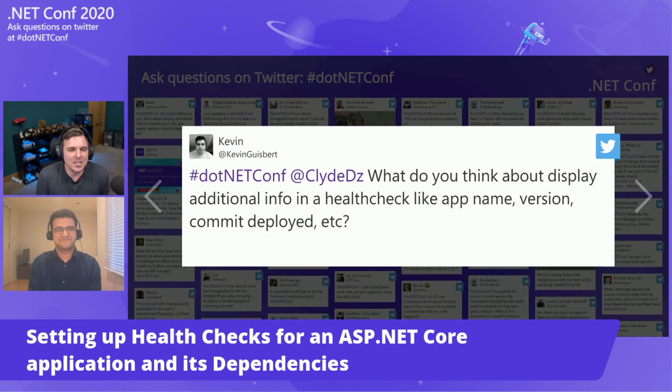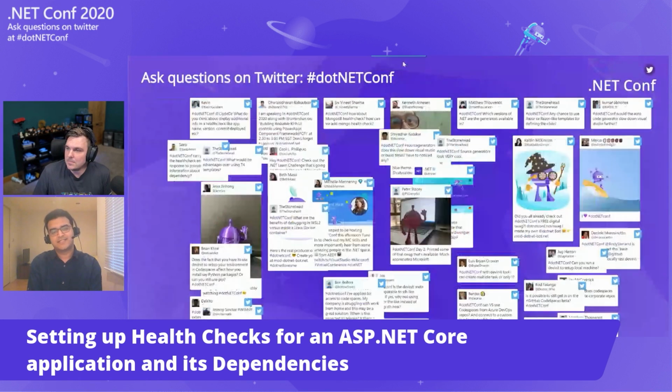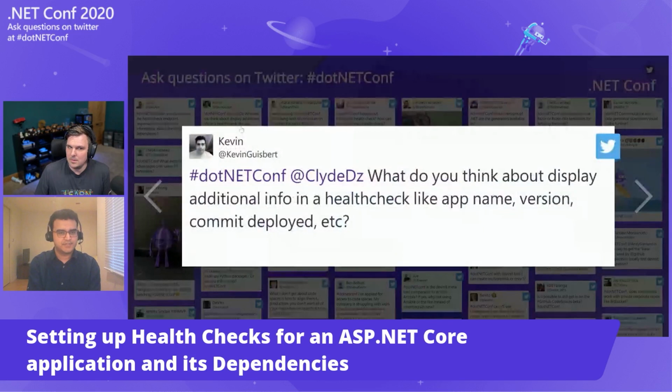All right, what do you think about displaying additional info in the health check, like app name, version, commit deployed, etc.? You mean on the status page or in the health check response? I guess we can't really answer that for that.